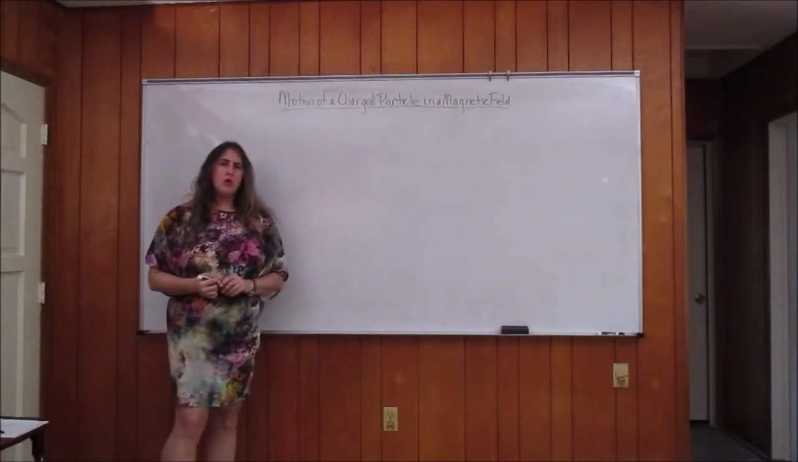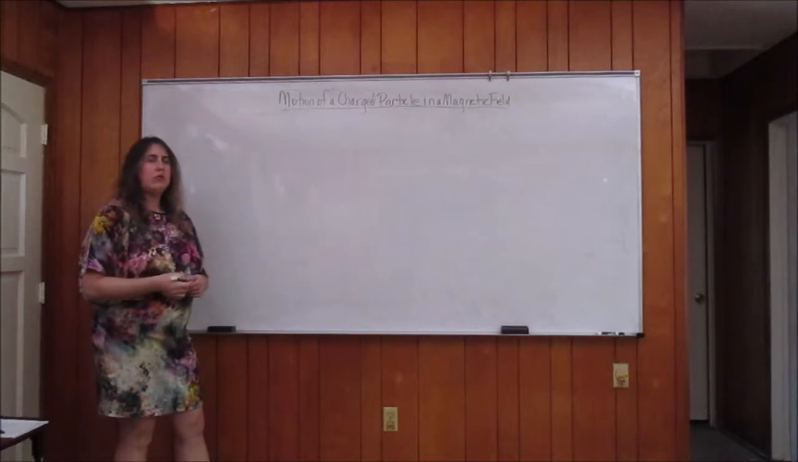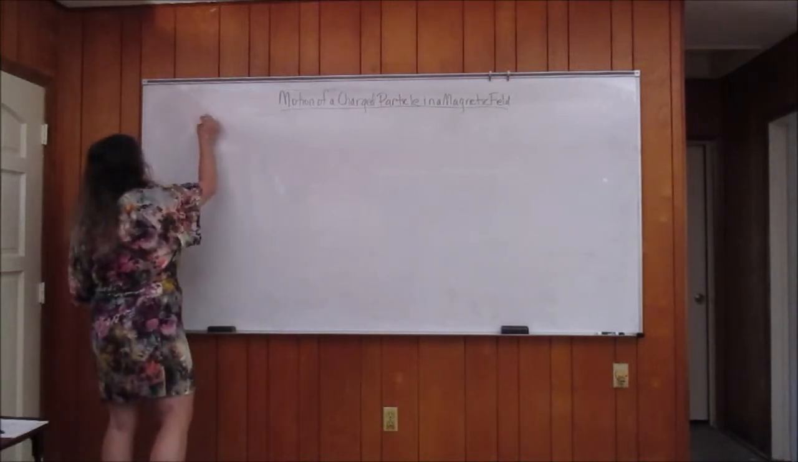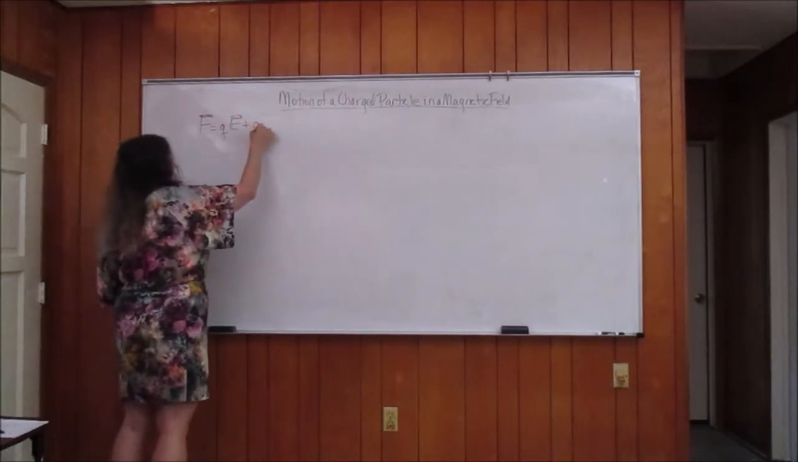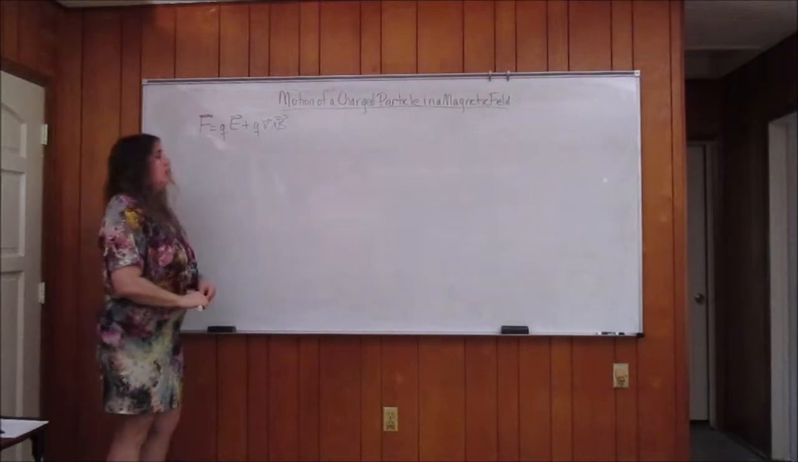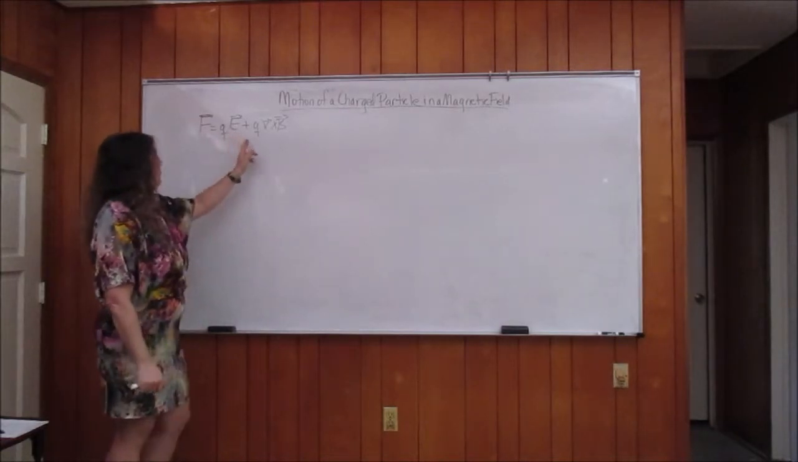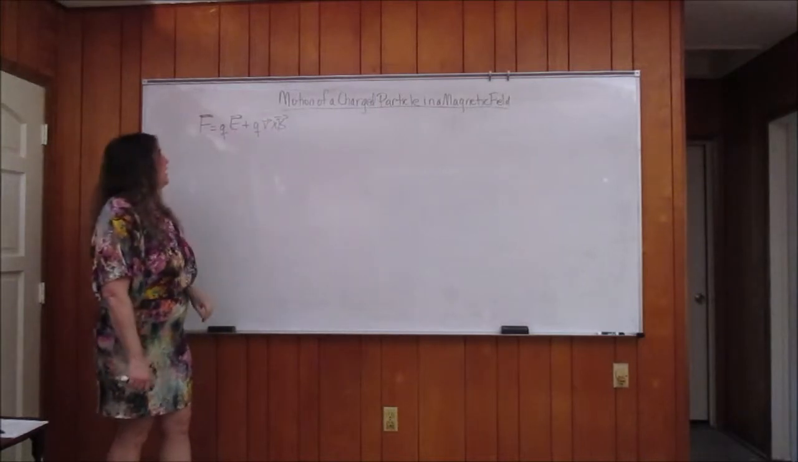In the next example I'm going to work, we will add an extra force. We'll add an electric field. So then your Lorentz force law will look like this. It's charge times electric field plus charge times cross product of the velocity vector and the magnetic field.